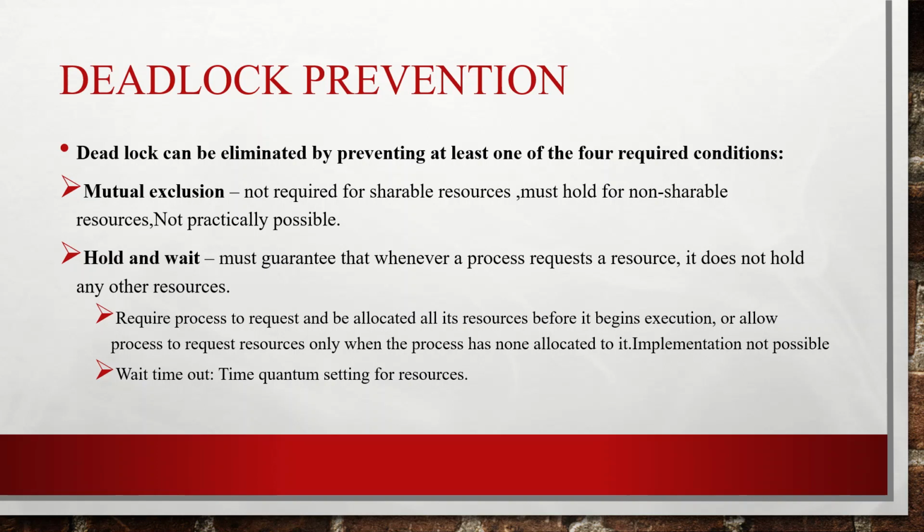So what was mutual exclusion? We have discussed that each process is allocated a resource, which means that resource is not shareable with any other process until that process leaves the resource after its execution. Only then will that resource be allocated to another process. That is one to one. If a process is using that resource, only that process can use it. So it is not shareable.